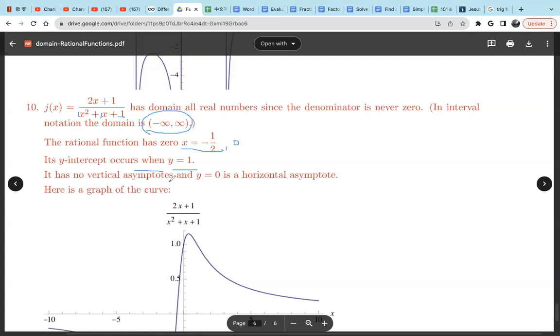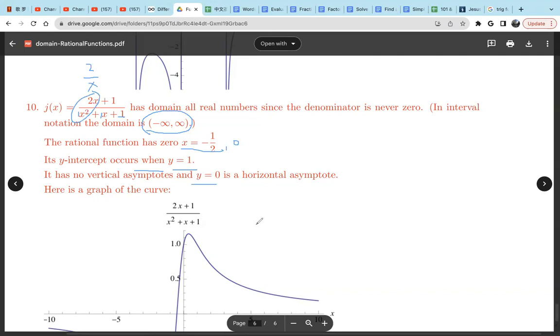It has no vertical asymptotes, because it works for all numbers. And then y equals 0 is a horizontal asymptote. Because again, we simplify those two leading terms, we get 2 over x. As x goes to the left or to the right, it tends to negative infinity or positive infinity. 2 over infinity becomes 0. So we have y equals 0 as a horizontal asymptote.